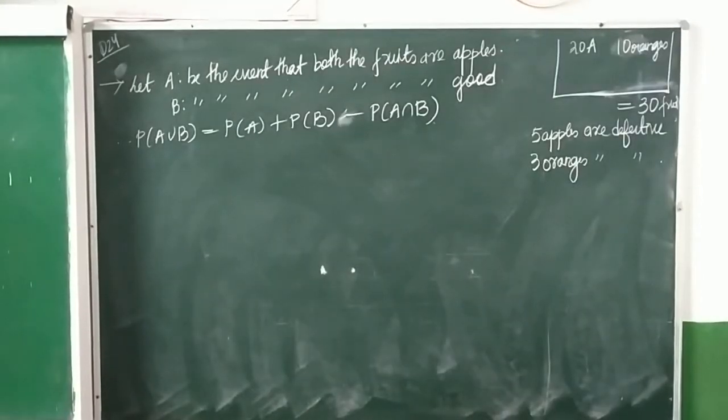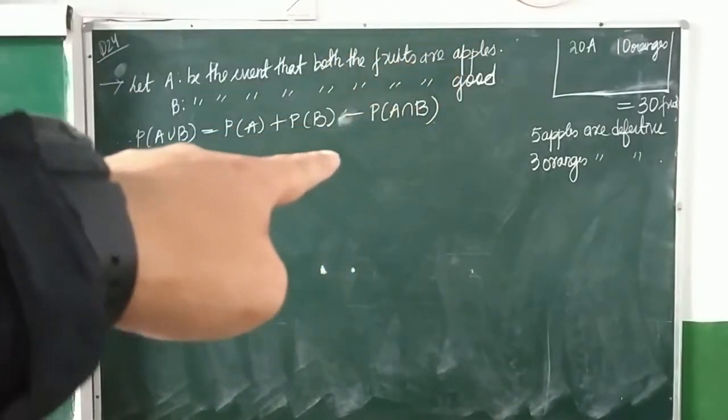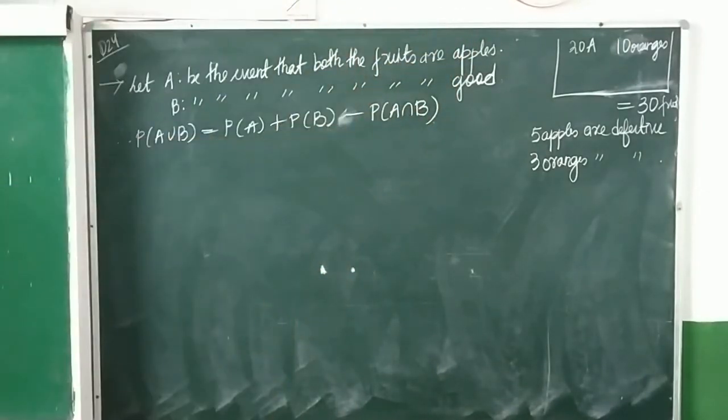Alright, we move to the last question of this exercise, and this question is also very interesting, and we have to use the nCr formula here again. Now the question says, a basket contains 20 apples and 10 oranges. You can see the box there, that's a basket. There are 20 apples and 10 oranges, out of which 5 apples and 3 oranges are defective.